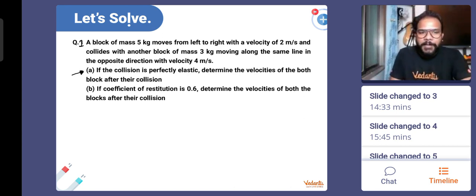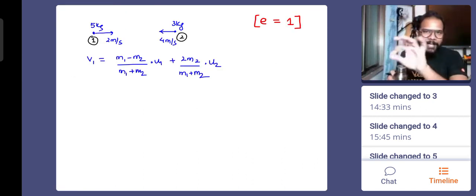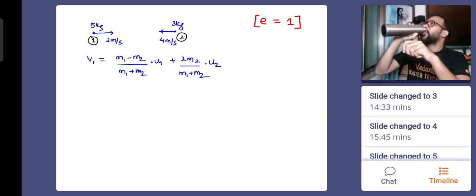The first part of the question is what we will be solving. If the collision is perfectly elastic, find their velocities after the collision. If the collision is perfectly elastic, that means e is equal to 1, find out V1 and V2. So this is the situation in front of you all, precisely the question written in mathematical form.